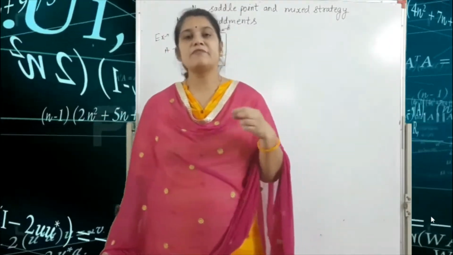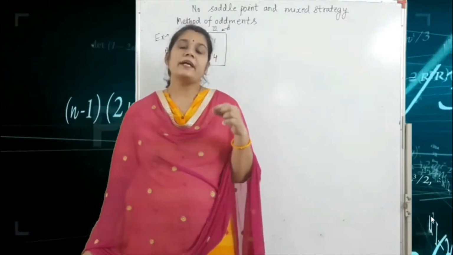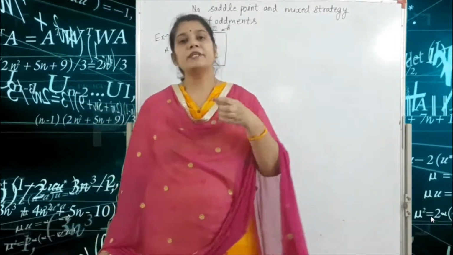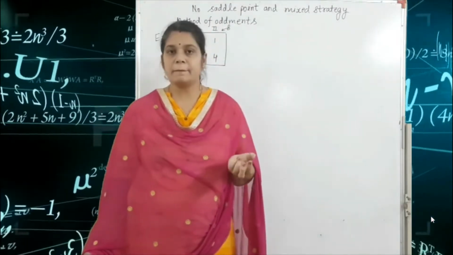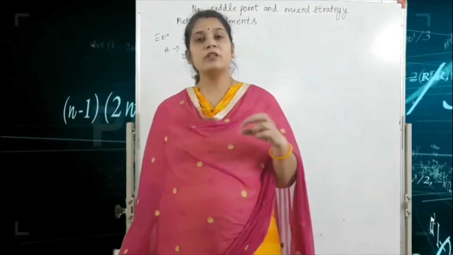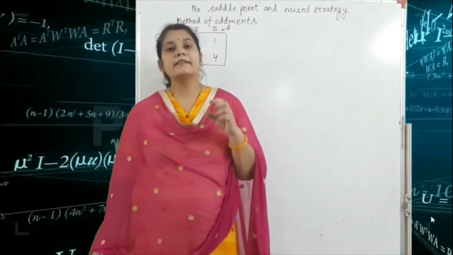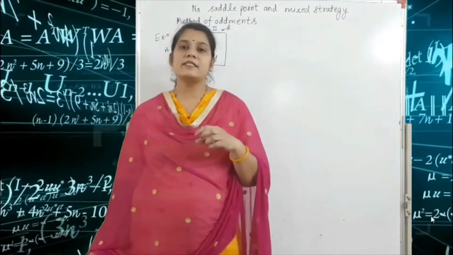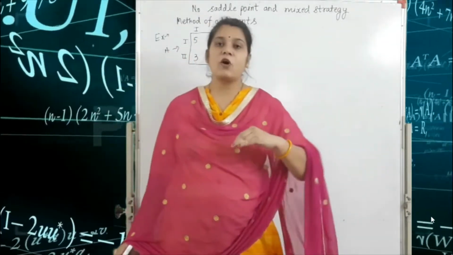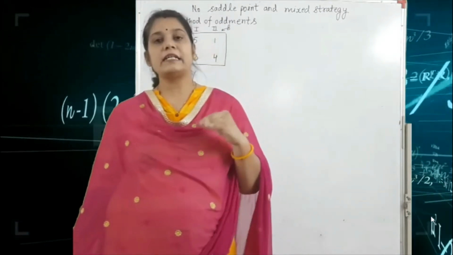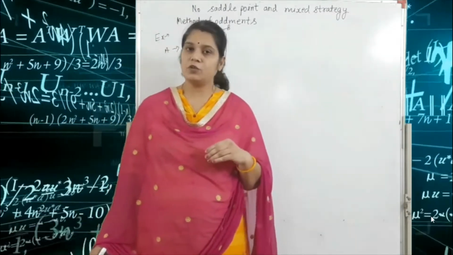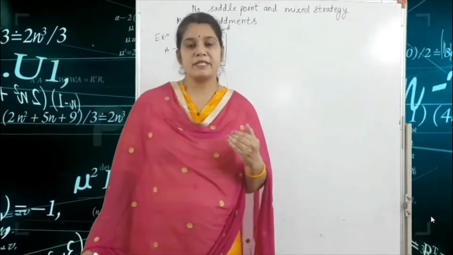That means if we find the row minimum and after that we choose the maximum value, and if we find the column maximum and after that we choose the minimum value, and if both the values are the same, then this type of point is the saddle point. But the next example depends on a question where we are given no saddle point and the mixed strategy. So mixed strategy means what?